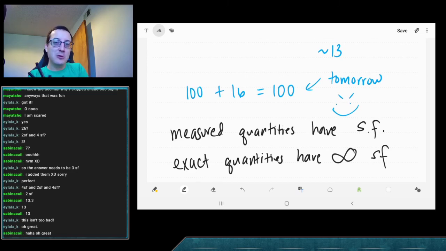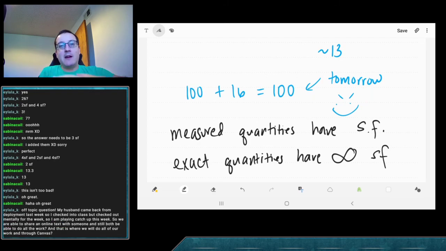Alright? So it's just measured things. If I've used a ruler, a scale, a graduated cylinder, a measuring cup, if I've used something to form that measure, it will have significance. However, if it's something I can count, there will not be significant figures. It has infinite amounts. So I have 1 dog in my lap right now. I do not have 1.1 dogs. I do not have 1.0004 dogs.